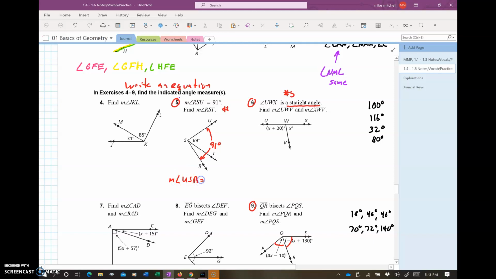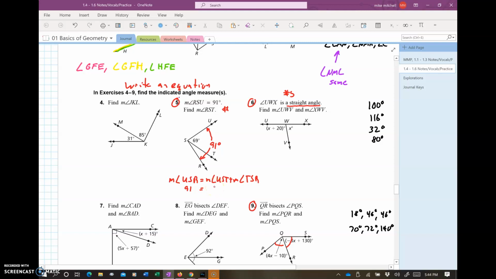USR, that's going to be the sum of the measure of angle UST plus the measure of angle TSR. So there's USR, there's angle UST, there's angle TSR. Okay, plug in the numbers. 91.